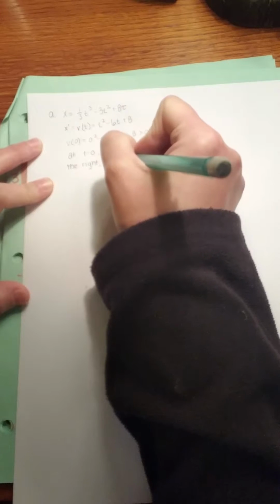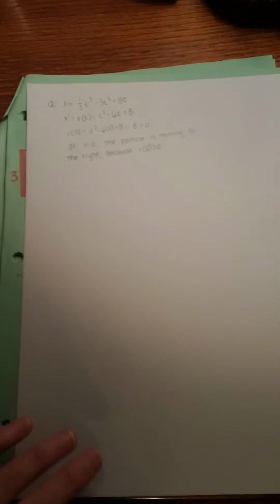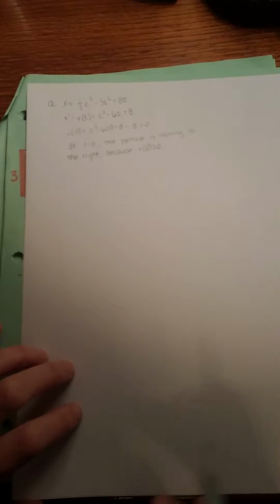This is an important part coming up here, because v of 0 is greater than 0. The velocity at 0 is positive. You must include this explanation here. So that is everything that we need for part A.